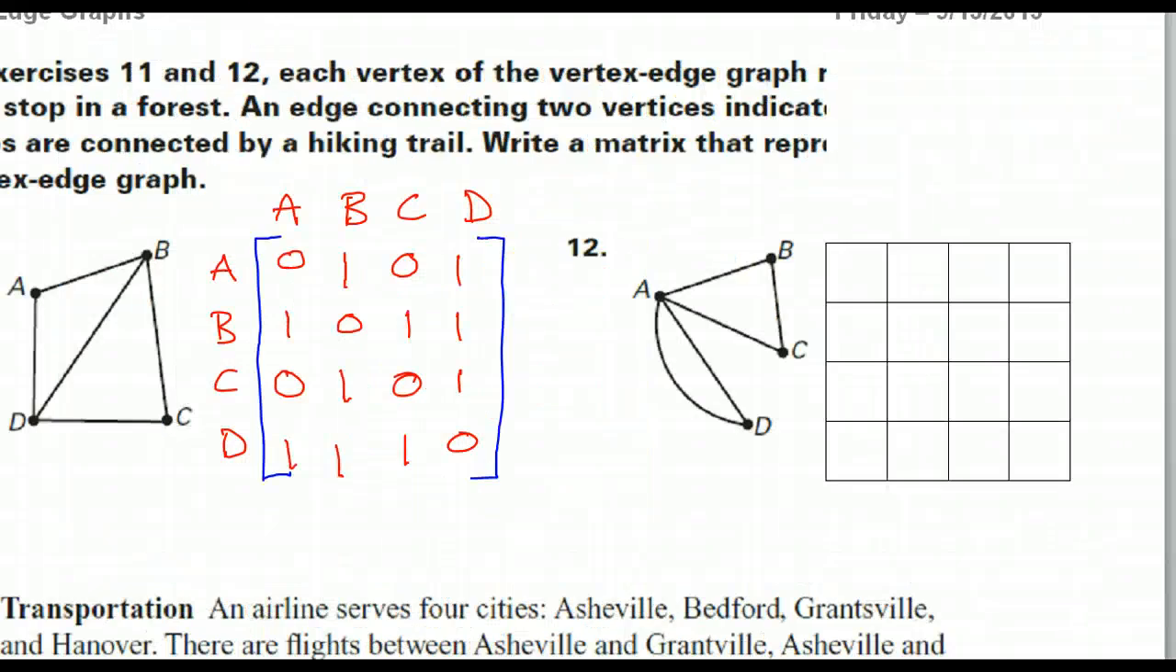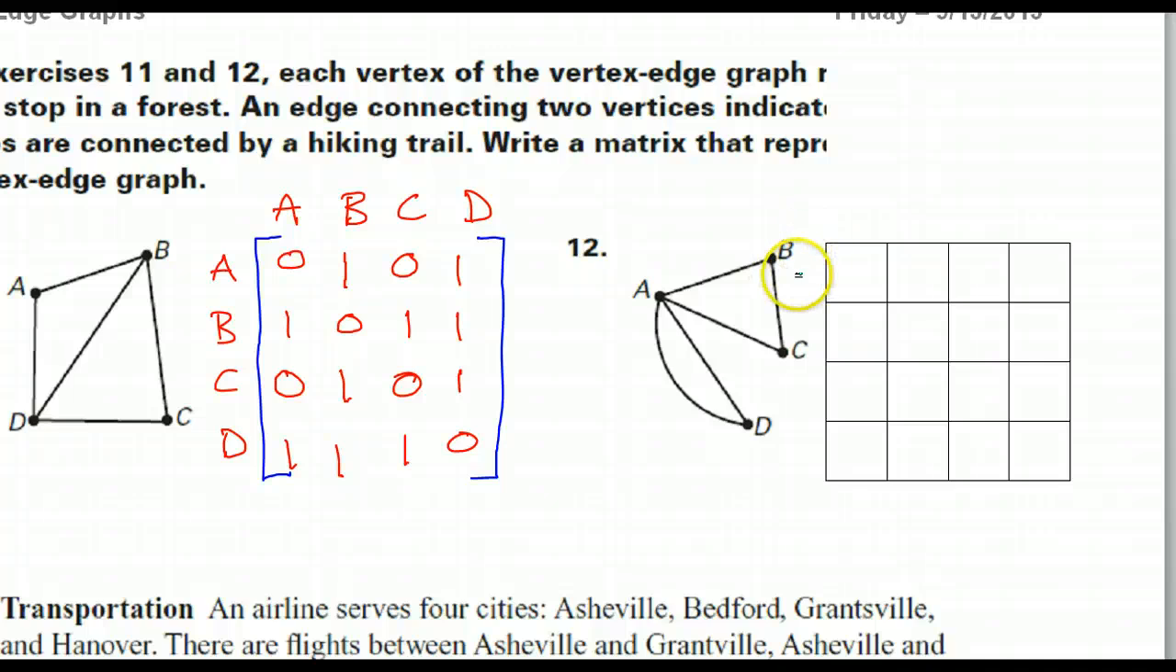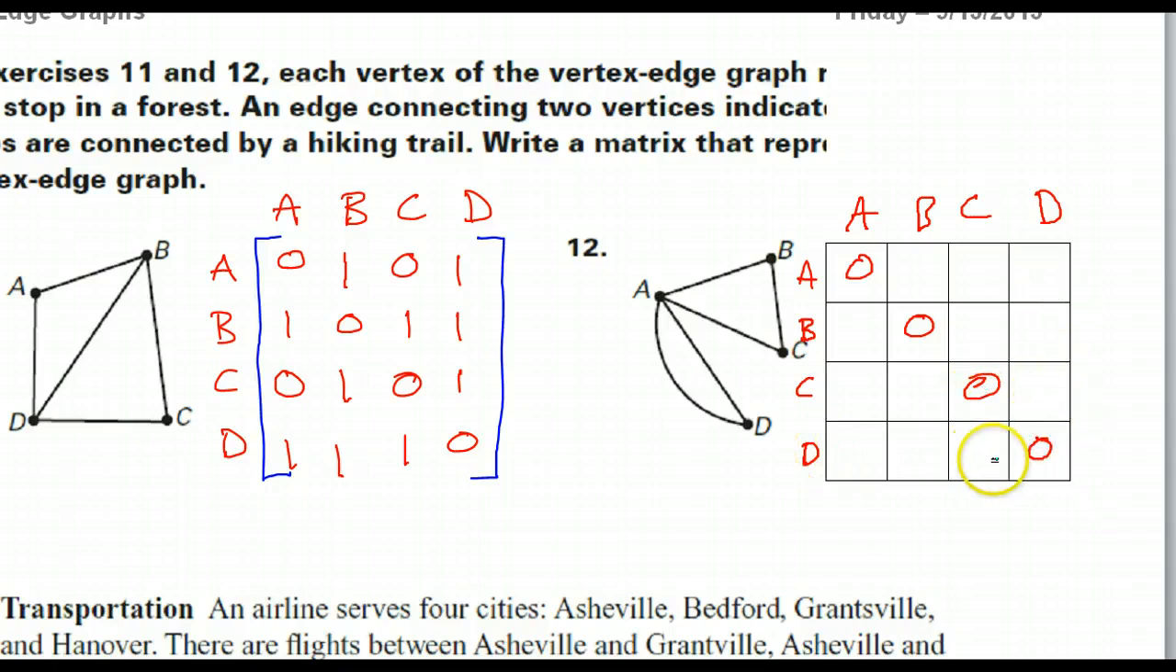All right, so we're just going to do the same exact thing with number 12. And it's even the same letters. So we got A, B, C, D, and A, B, C, D. So A to A, B to B, C to C, D to D. You cannot connect a rest stop with itself. It's just a single point.